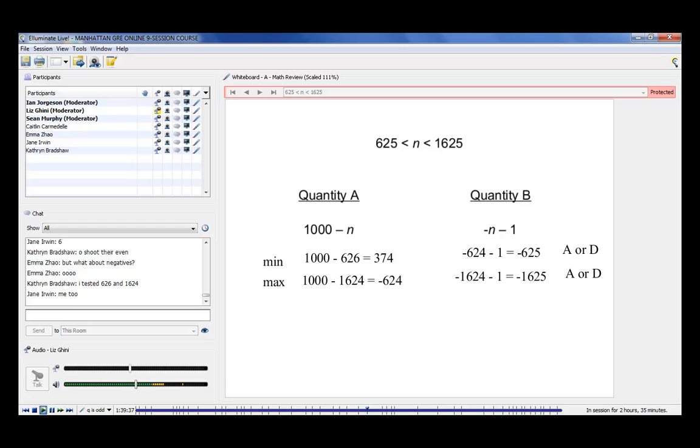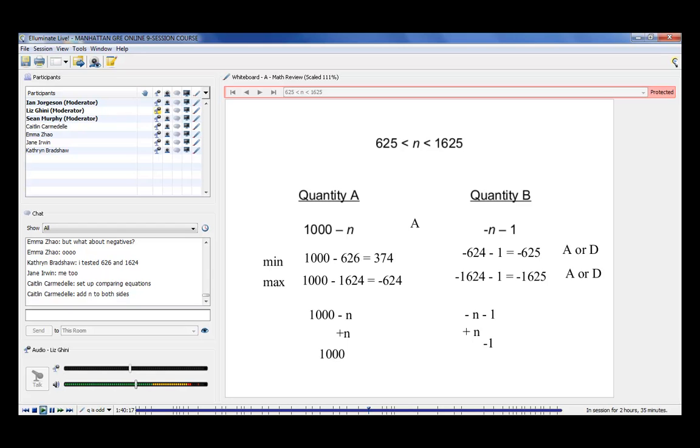Does anyone have another method? What else could we do? There's another thing that we could do when we're looking at a QC. Look at these two. What do they have in common? Add n to both sides. Exactly. You can treat it like a giant inequality. If I add n to both sides, then I'm going to get 1,000 and negative 1. And I can see that A has to be greater.